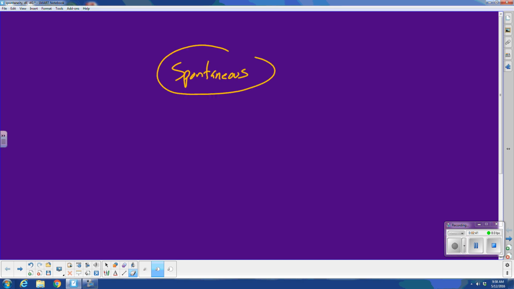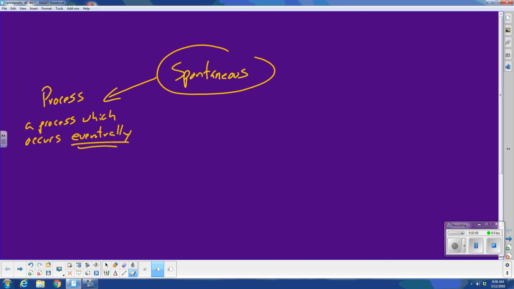Good. So let's start off with this idea of spontaneous. So what is spontaneous? Well, a spontaneous process is a process which occurs eventually. That's the key word. On its own. It is a reaction that eventually occurs. Does it mean we can see it? No. Does it happen fast? It might happen fast, might happen slow, but it will eventually occur.